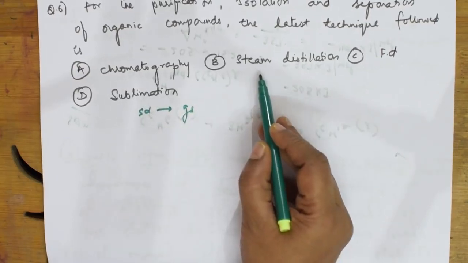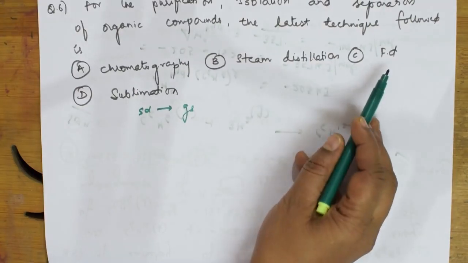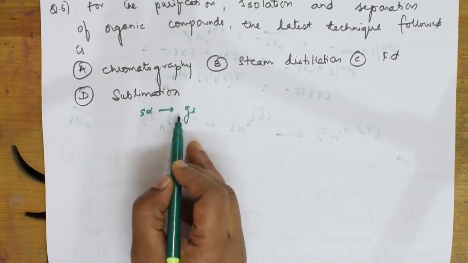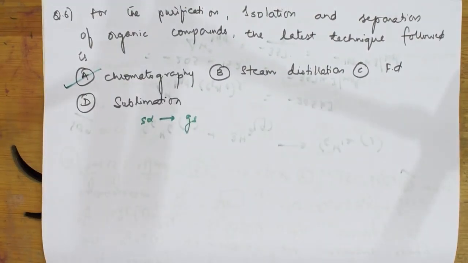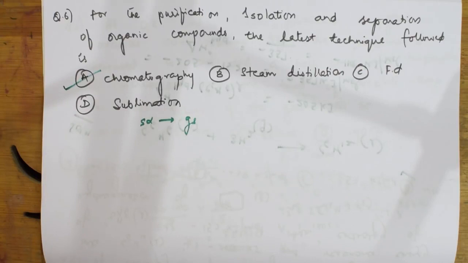Here we are going to do the distillation of liquid in current of steam. Here we are going to separate based on boiling point. Here solid is getting converted to gaseous phase without liquid. So the latest technique is chromatography, where there is separation of mixtures into components. Okay, so the answer is that the latest technique is the chromatographic technique.